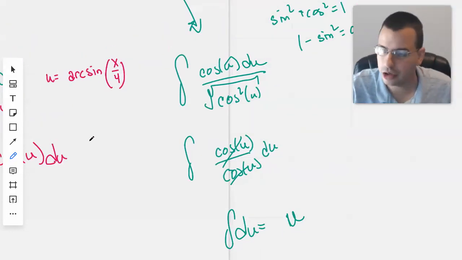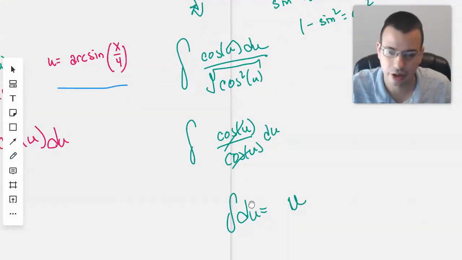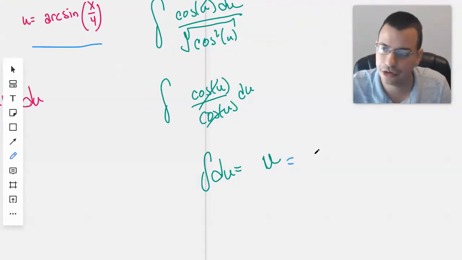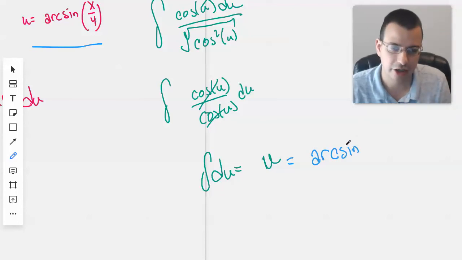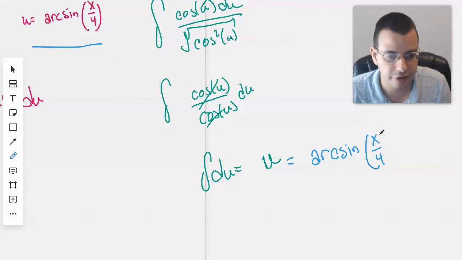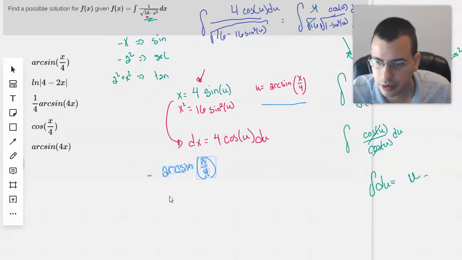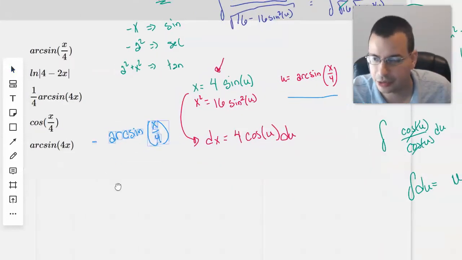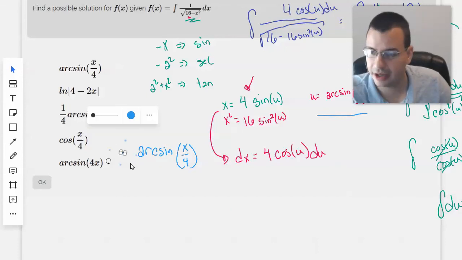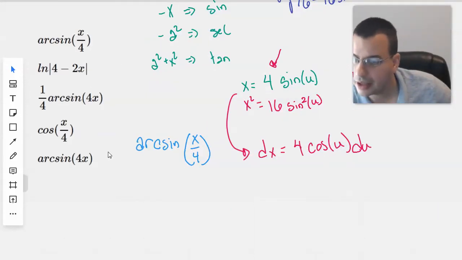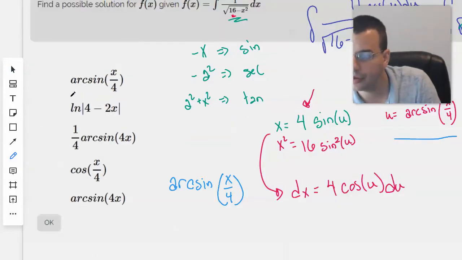And then we're going to substitute back in for what u is, and we know what u is from over here. So we're left with arcsine of x over 4, plus c. This will be the answer.